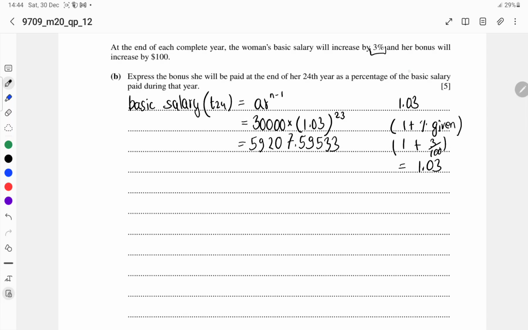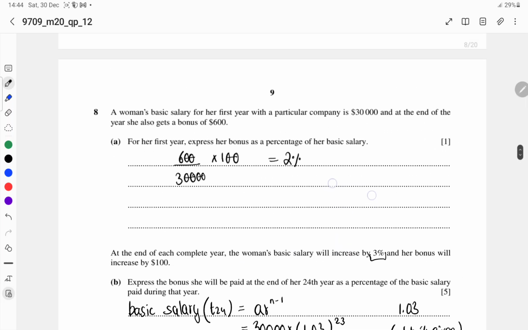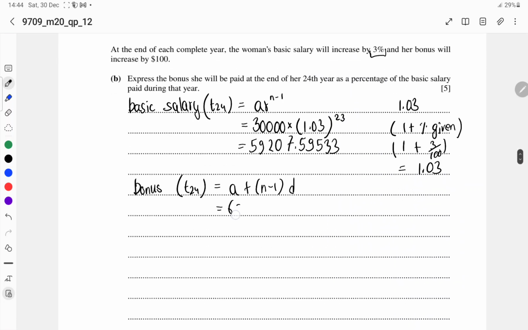And then after, the bonus will increase by $100. So this is an arithmetic progression. So the bonus for the 24th as well is going to be a plus n minus 1 d. In this case, our first bonus was $600. It was 600 plus we need to multiply 23 into the common difference, which is $100. So we need to add 600 plus 2300. So it's going to be $2,900. Let's put the dollar sign.